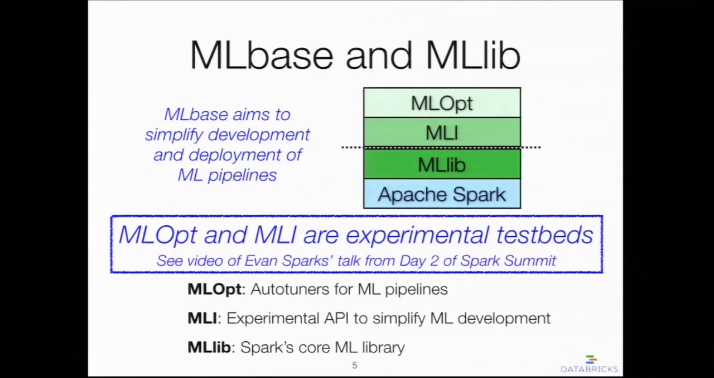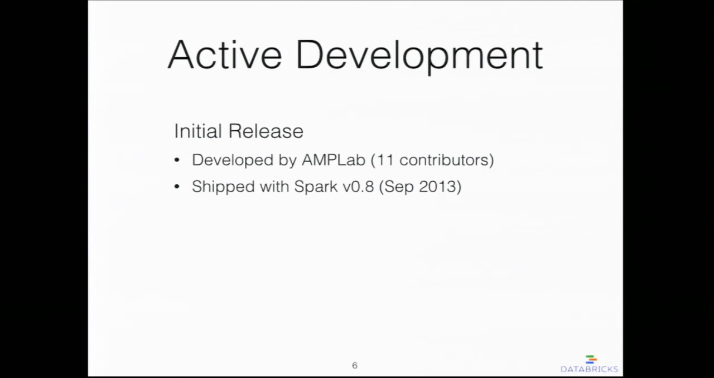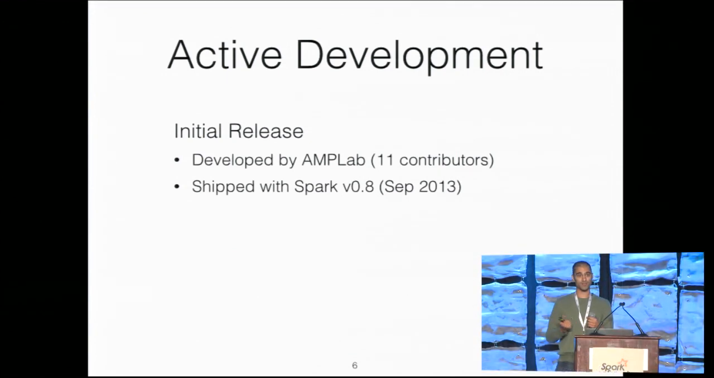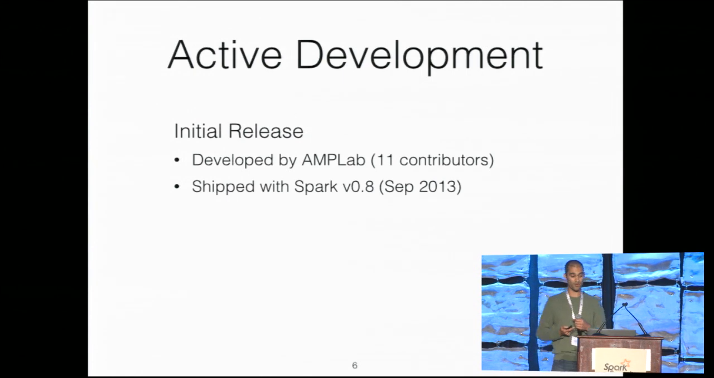Also, I should note that Evan Sparks gave a nice talk yesterday at the Spark Summit about MLbase. So you should watch that video online once it becomes available if you're interested in learning more about MLbase. Okay, so as I mentioned, the first release of MLlib was an offshoot of the MLbase project, developed predominantly by the AMP lab with a small number of contributors, shipped last fall as part of the Spark 0.8 release.